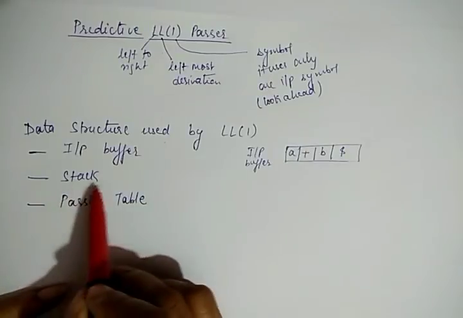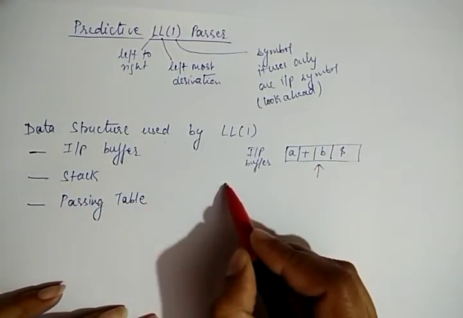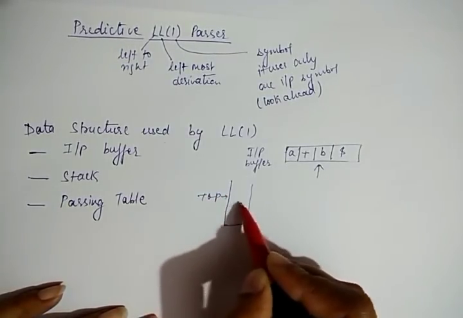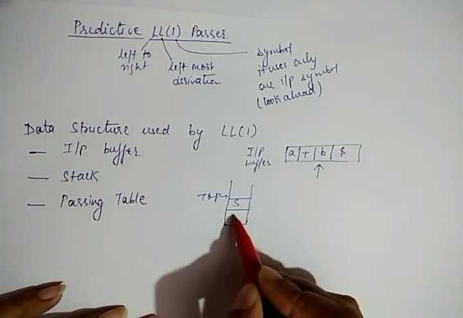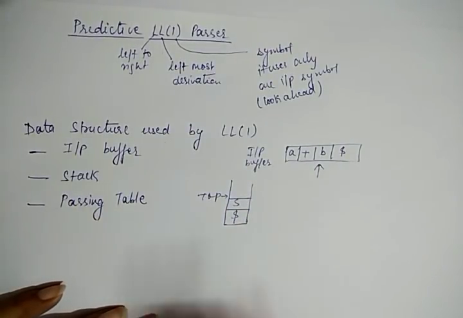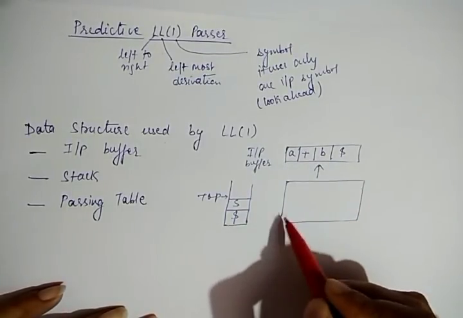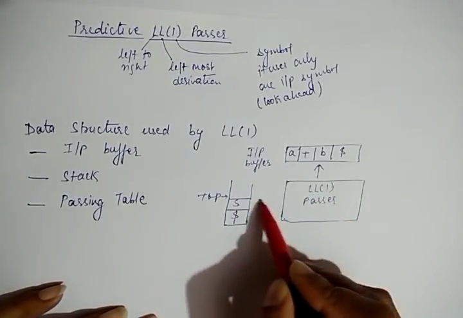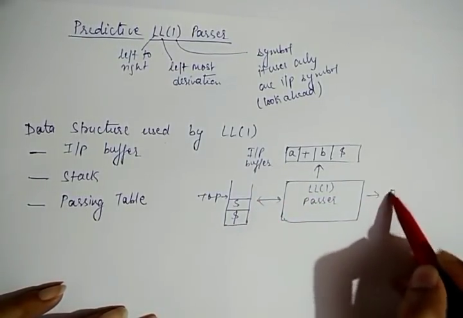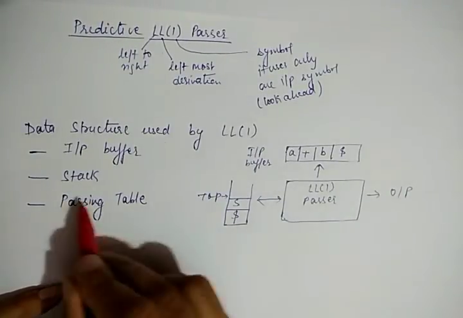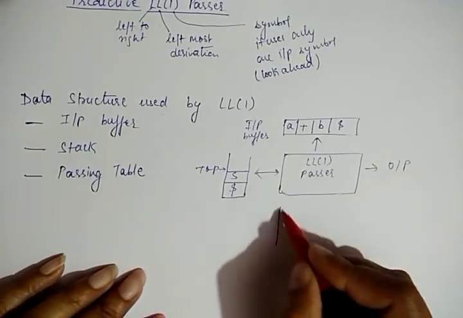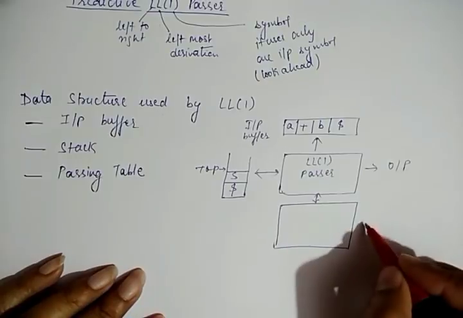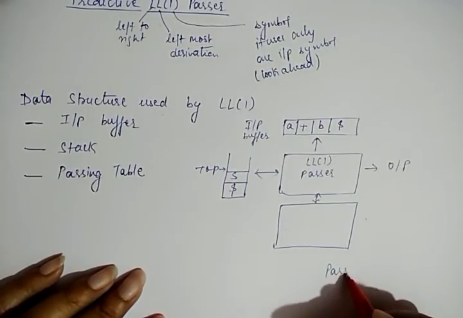Second is the stack. This is the top, in which we have the starting symbol, and the starting symbol is always followed by dollar. Here we have the LL1 parser, and from this we get the output. And the third one is the parsing table.